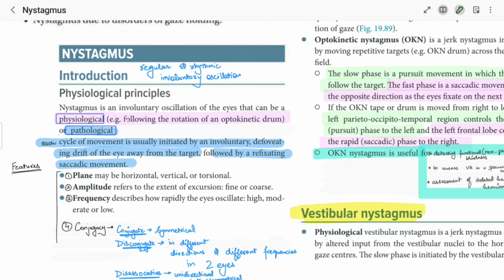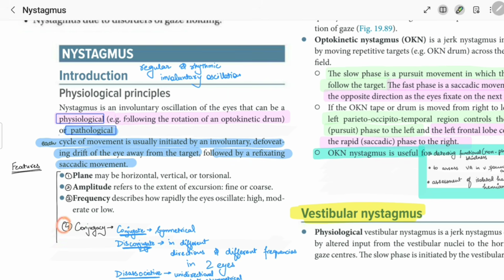In order to classify nystagmus, we talk about its features. There are features like plane. The plane may be horizontal, vertical, or torsional, that is in all the axes X, Y, or Z. And then we talk about the amplitude, which will tell us whether the nystagmus is fine or coarse. And then we'll talk about the frequency, which can be high, moderate, or low.